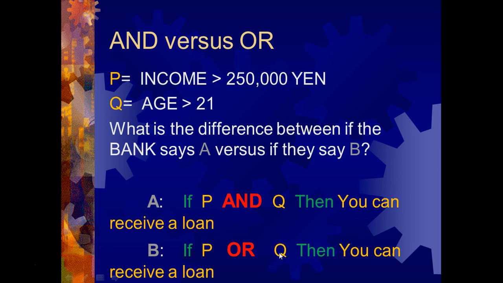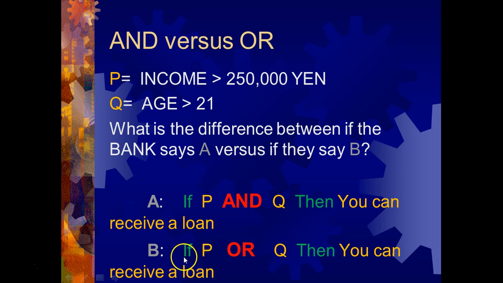So what's the difference? If the bank says statement A, that means that P and Q both have to be true, versus if they say P or Q. It's pretty clear that if they say P and Q, and someone comes in with income greater than 250,000 yen, but their age is 18, then do we run this block of code? Do we say you can receive a loan? No, because this says P and Q must be true in order for you to receive the loan.